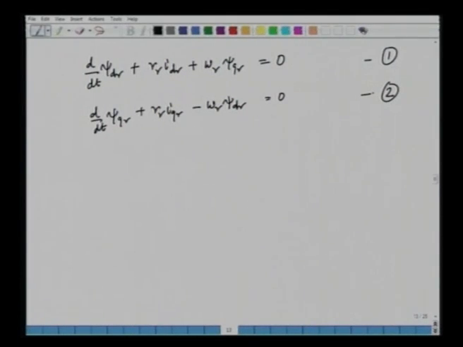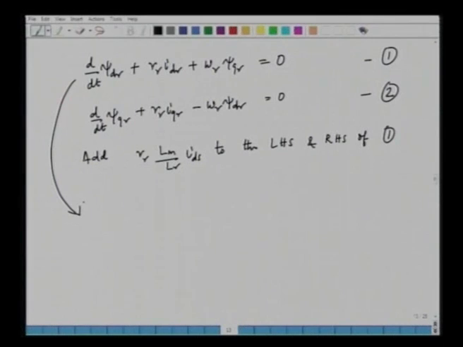So, what we do here, we add RR into Lm by Lr into IDS to the left hand side and right hand side of equation 1. If we add this quantity in the left hand side and the right hand side of equation 1, we get a new equation by adding this particular term, and this equation is the following.